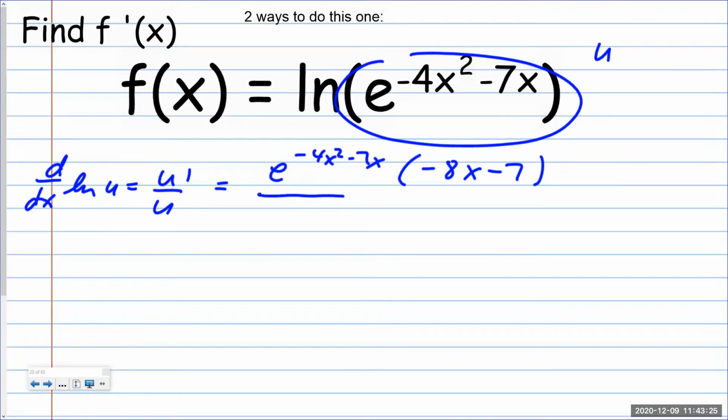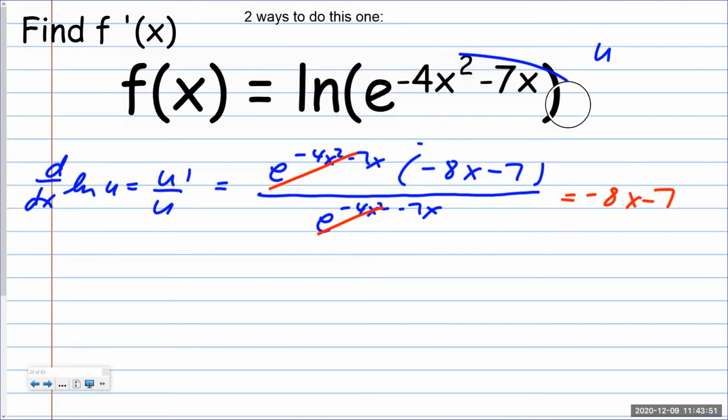Okay, what's my u going to be? Because that's on the bottom. What's my u? You guys good? u prime over u. Do you guys see anything that simplifies? Yeah, these e to the u simplify. So this answer, which is kind of interesting, is just negative 8x minus 7. Like all the e's are gone. How did that happen? Did anybody see another way to do this?